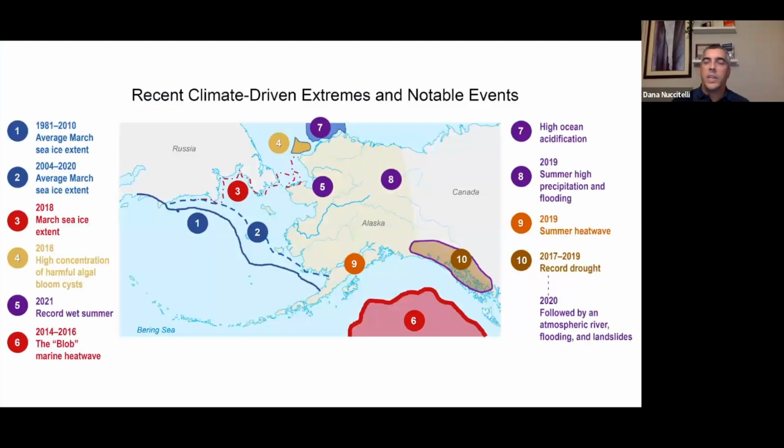You can see on this nice graphic from the report that there have been a lot of different climate-driven extremes in recent years in Alaska. You're talking about things like sea ice shrinking, ocean acidification, especially high north of Alaska, a lot of precipitation and flooding in the summer in eastern Alaska a couple years ago, and also a summer heat wave in southern Alaska, a drought in southeastern Alaska, some record wet summers. There was a big blob marine heat wave over here that had lots of adverse impacts on marine ecosystems just south of Alaska. So lots of different climate change impacts, different types of impacts around Alaska there.